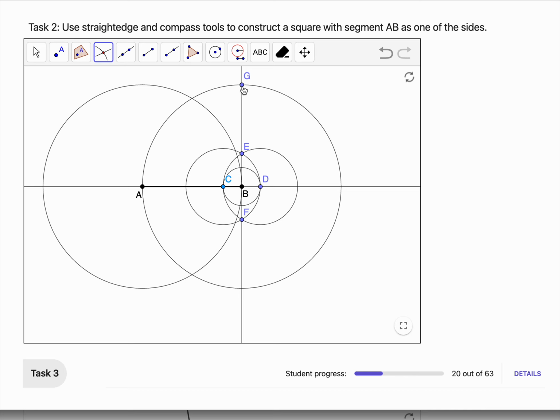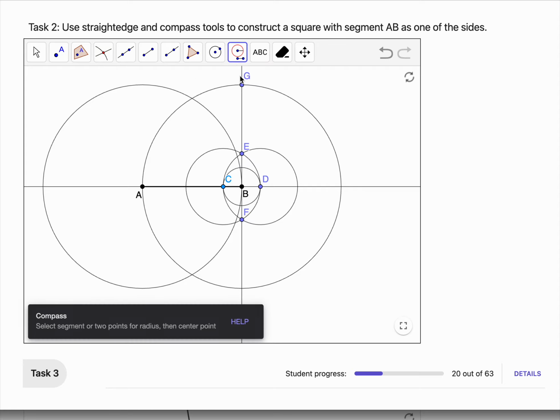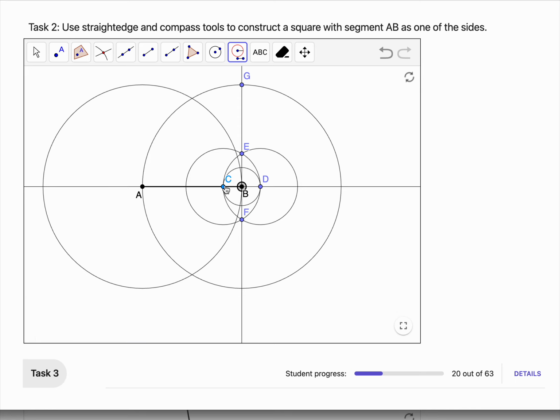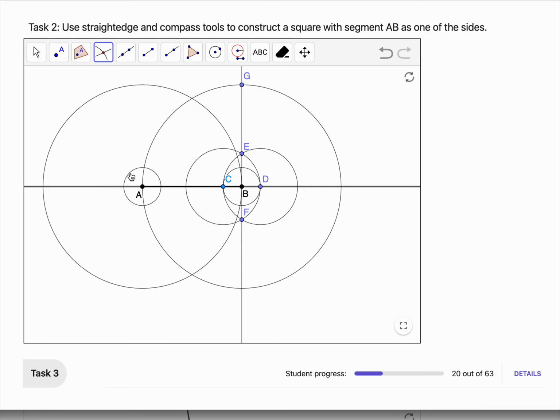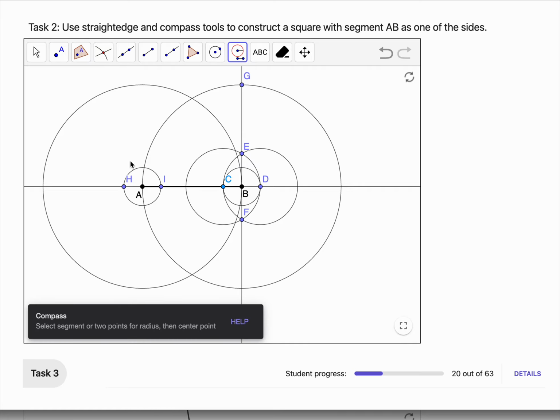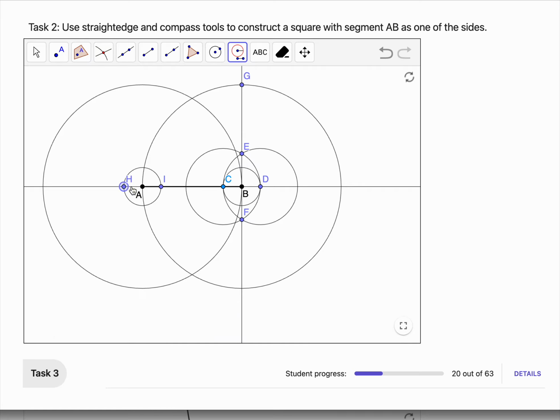I can do the same thing again over here on A. So I'm actually going to use the same exact radius. I'm going to use BC as that radius, and I'm going to put that right on A, and now I have 2 intersection points with this line that are the same distance away from A. That's H and I. And now I can make my perpendicular bisector using 2 circles.